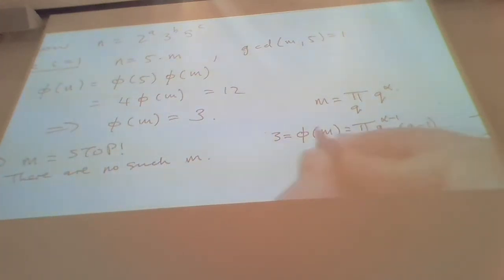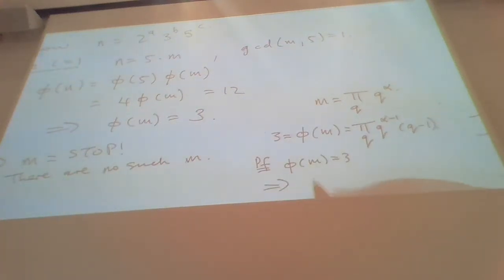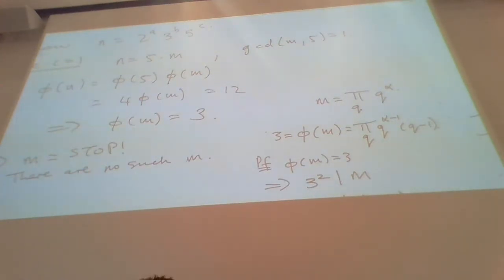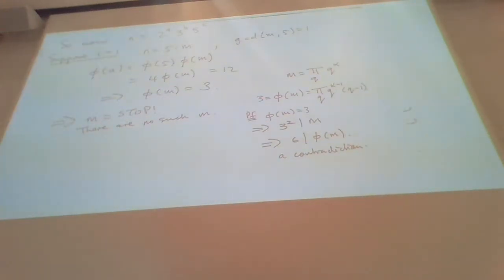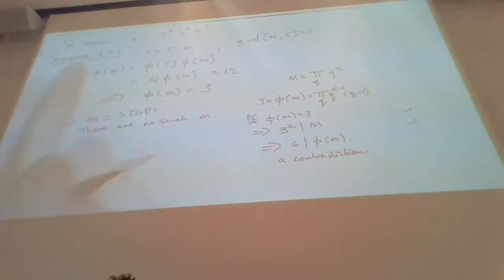Yeah, because if you take it here, φ(m) equals 3 implies that we must have at least 3 squared dividing m. So that's the only way we can generate a 3. But then that implies that 6 divides φ(m), which is a contradiction. So there can't be any of these m's. So you feel sad, you have to find solutions, but no, you feel happy because you've ruled out a case. Okay, C cannot be 1.